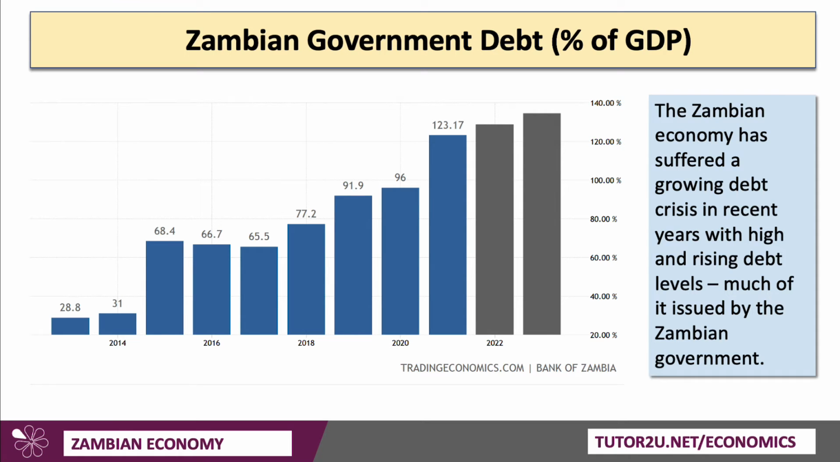The crucial point, I think, the reason why I've chosen this as a little mini case study, is what's happened to government debt in Zambia. So the Zambian economy has suffered from a growing debt crisis. Now that is both government debt and external debt, and there's quite a bit of overlap between the two, because the government has borrowed heavily from overseas to try to fund infrastructure projects. So much of the debt is issued by the Zambian government to try to drive their growth.